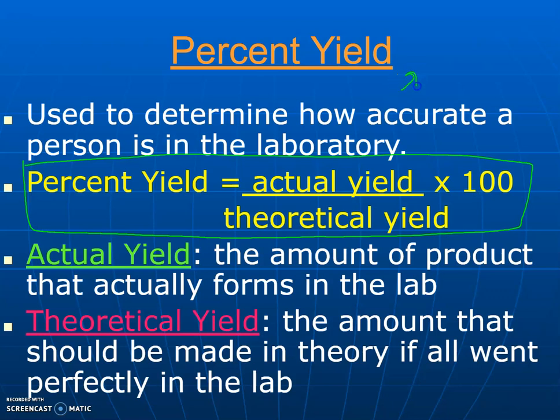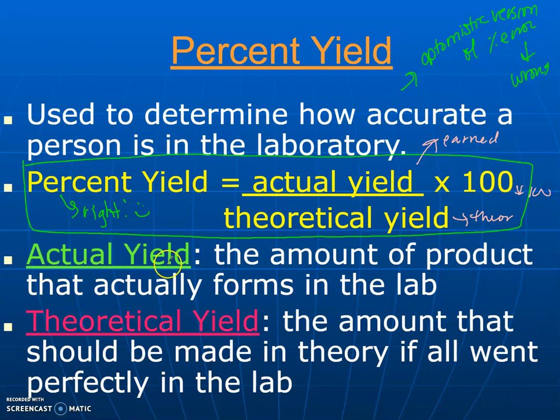Okay, I like to call this the optimistic version of percent error. If percent error measures how wrong you are, percent yield measures how right you are, which is kind of great. You're basically doing a percent yield anytime you figure out your grade for an assignment. It's what you earned out of what you could theoretically earn, and then you multiply it by 100.